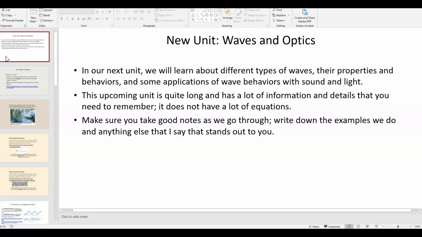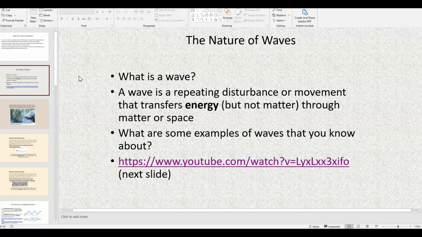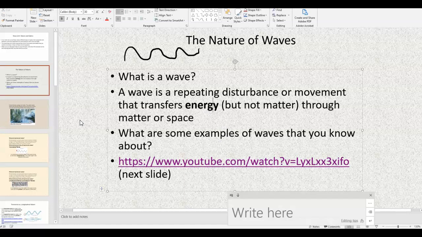Okay, so let's talk about what a wave is. So what is a wave? We recently had a warm-up question where I asked you to draw a wave, and most people drew something kind of like this. If you ask most people to draw a wave, they might draw something like that. So that is a type of wave. Generally speaking, a wave is some type of repeating disturbance or movement that transfers energy, but not matter, through space. Now what does that mean, energy and not matter?